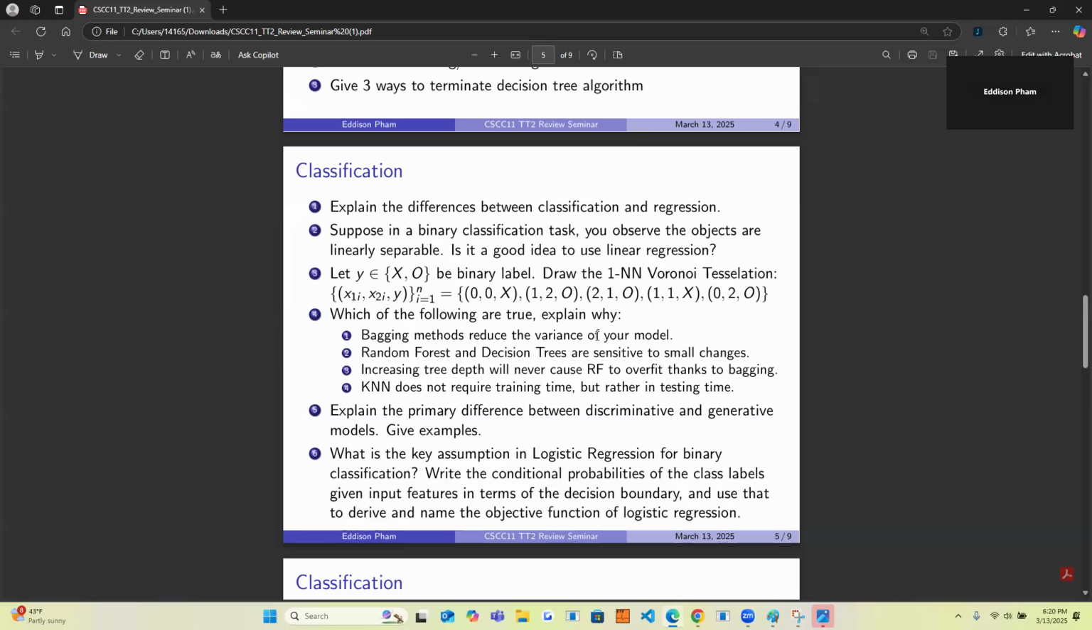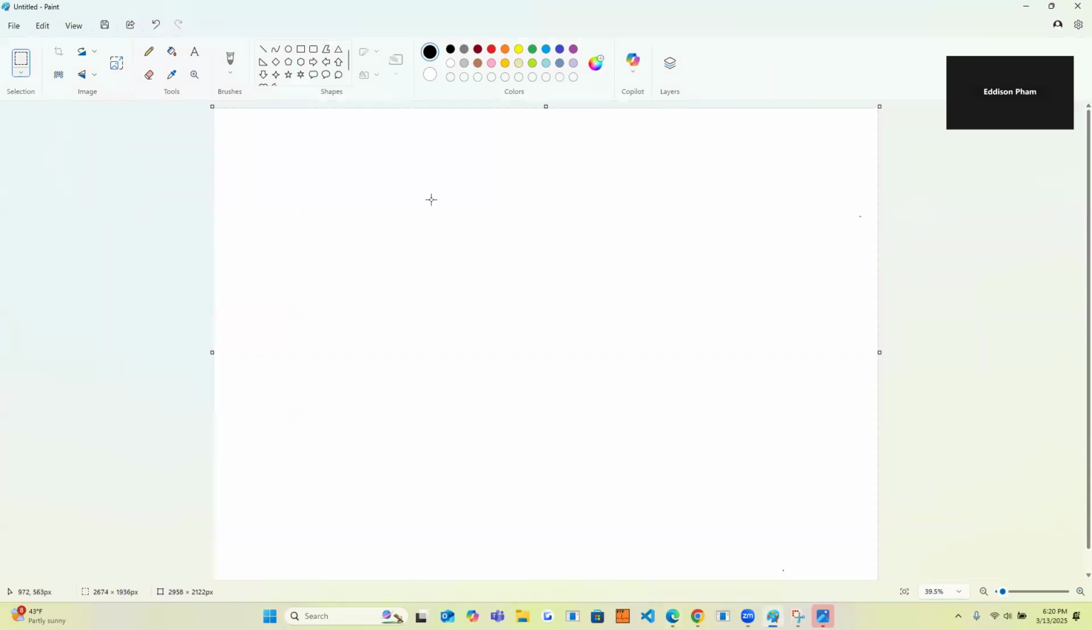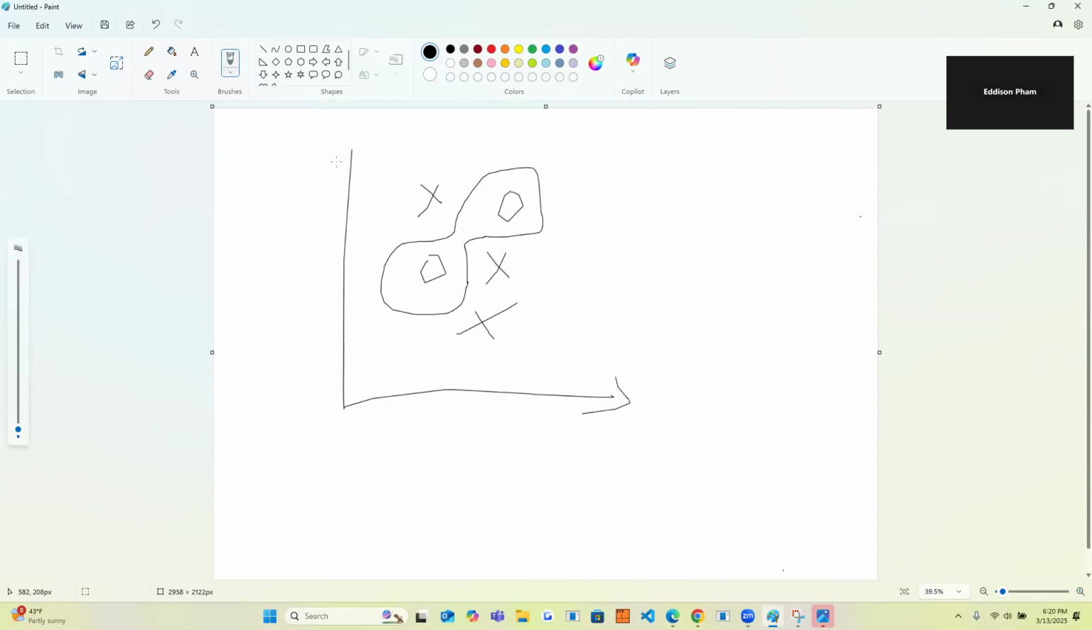All right. I hope that was enough time for you guys to read up on what a Voronoi tessellation is and do the question. So just to give you guys a brief idea, the Voronoi tessellation diagram is essentially, if you have X, O, O, X, X, stuff like that, a way of visualizing the decision boundaries of KNN. So it looks something like this. And these are your axes.